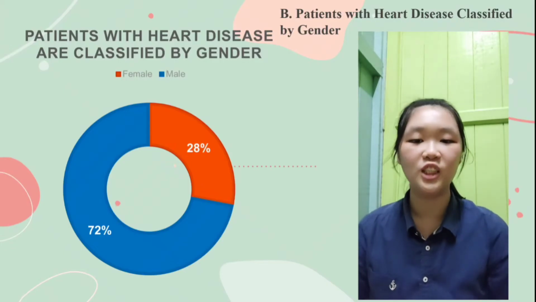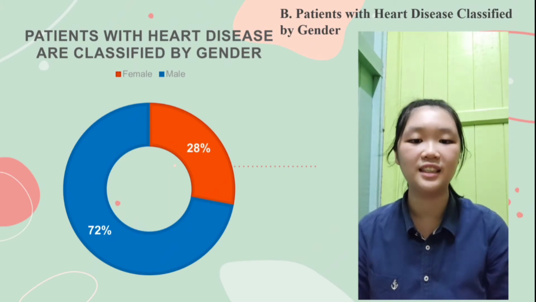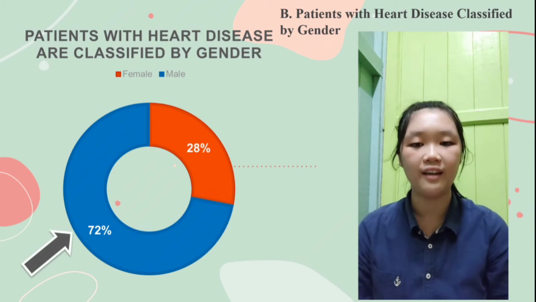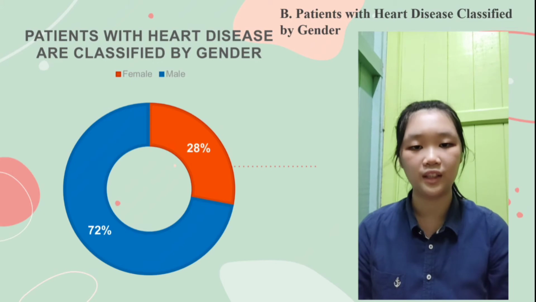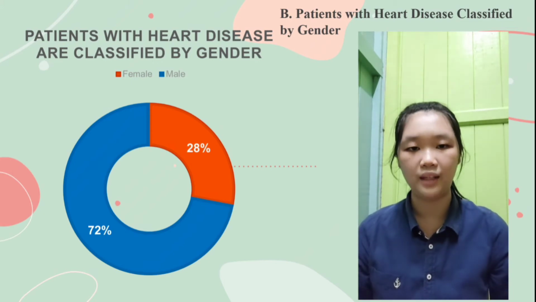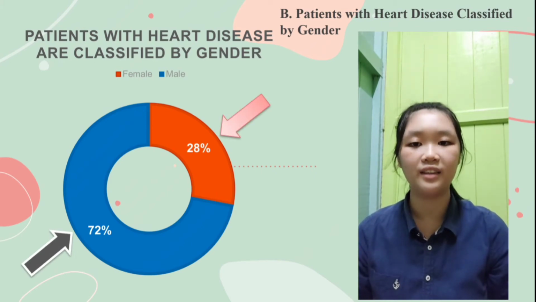Based on the pie chart, which shows the gender of heart disease patients, we can see the male patients have the largest frequency with 108 people, while there are only 42 female patients, in a total of 115 respondents. Therefore, the majority of heart disease patients are men, accounting for 72%, while female heart disease patients account for only 28%.